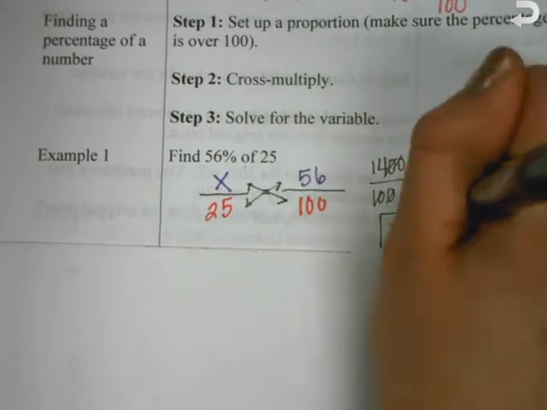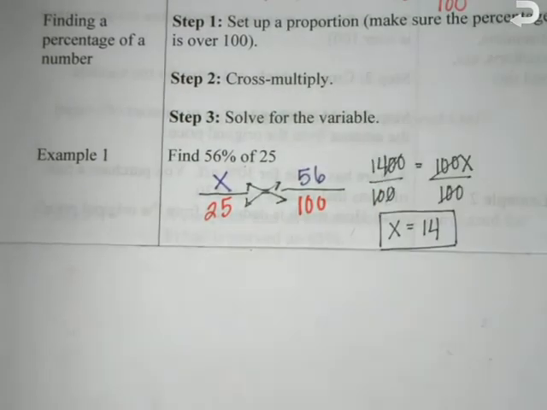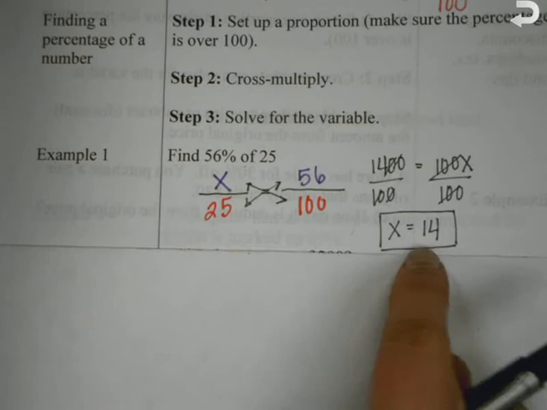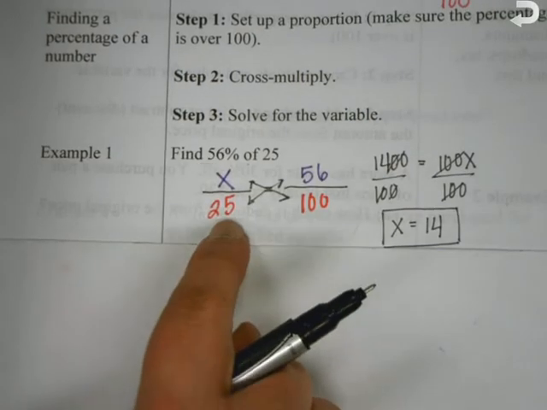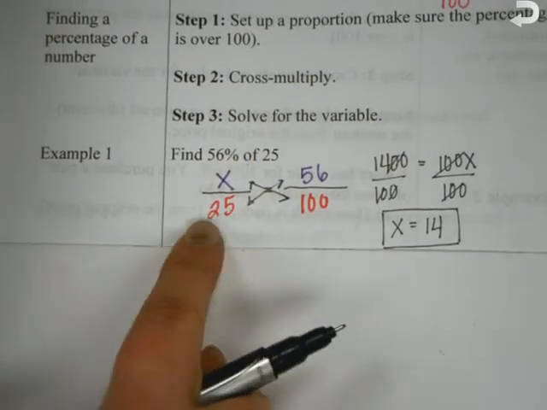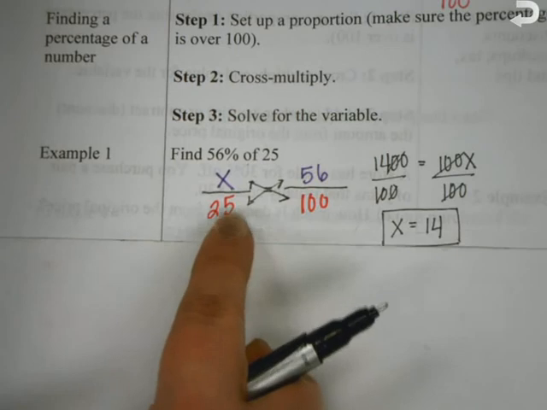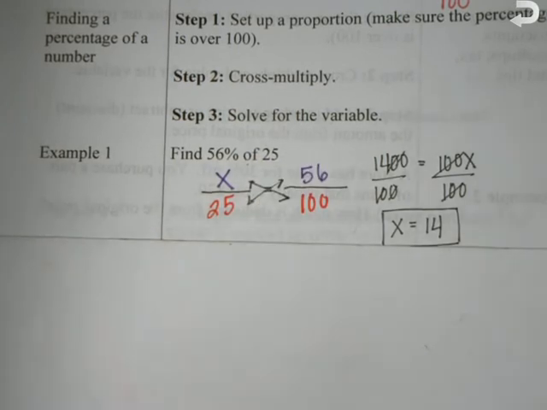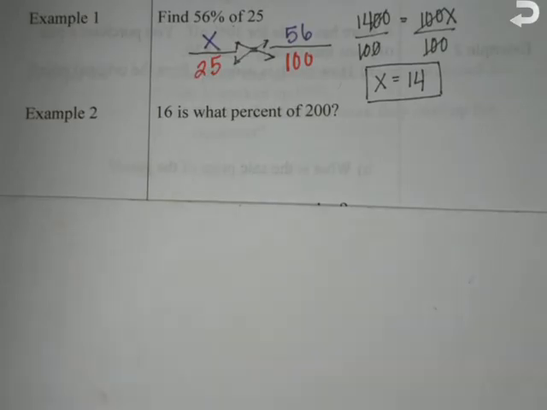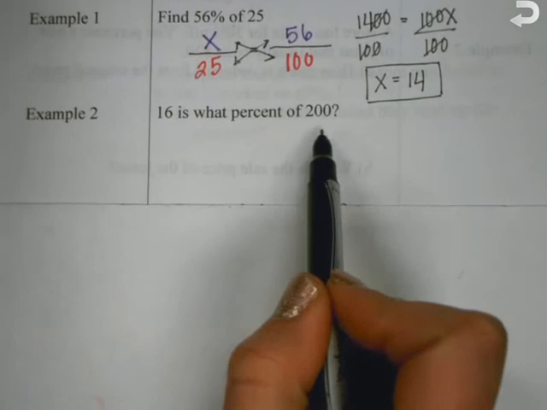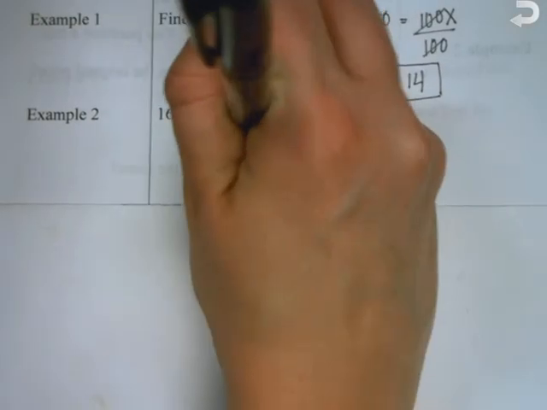So what is this saying? This is saying that the number 14 is 56% of the number 25. So these two things are proportional. Okay, 16 is what percent of 200? So first thing I'm going to do is set up my proportion.